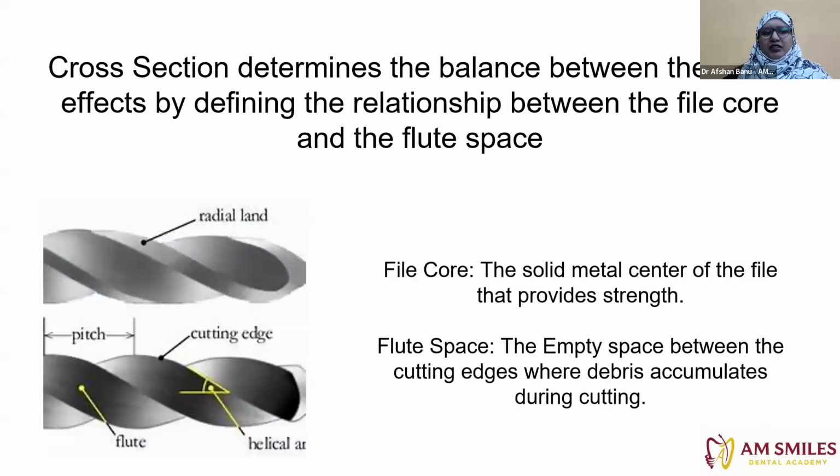So how to balance? There are many parts in our rotary files, but I want to focus on two parts. One will be your file core, and then your flutes. So this is your flutes and this will be your file core. This file core and these flutes play a very important role in balancing between the piston and the auger nature of the file.